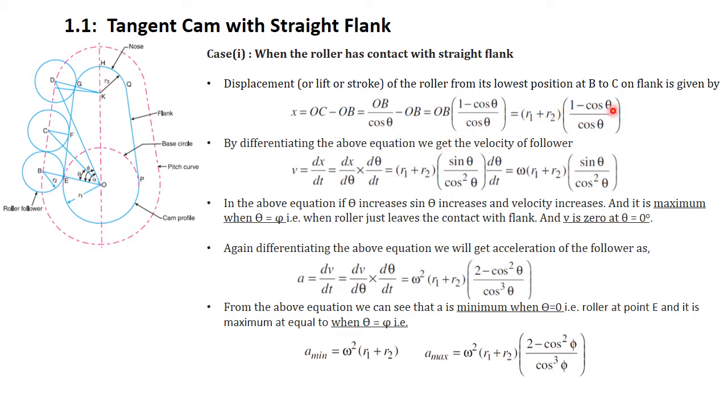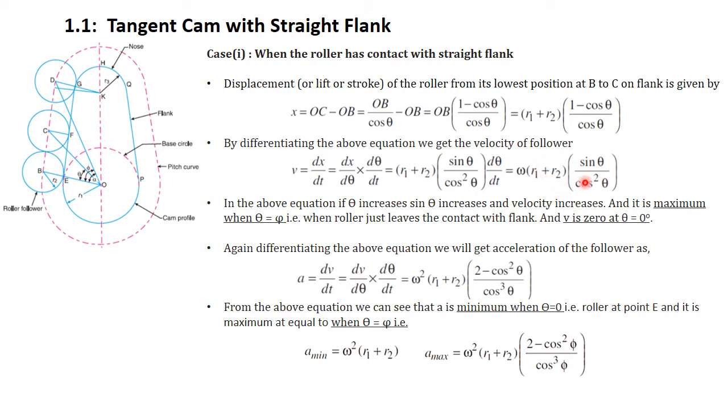Now differentiating the above equation, we get the velocity equal to ω (r1 + r2) sin θ / cos² θ into dθ/dt. Now dθ/dt is nothing but ω, therefore velocity is equal to ω² into (r1 + r2) sin θ / cos² θ, right? So differentiating the above equation, we get the velocity of the follower on the surface of the flank.